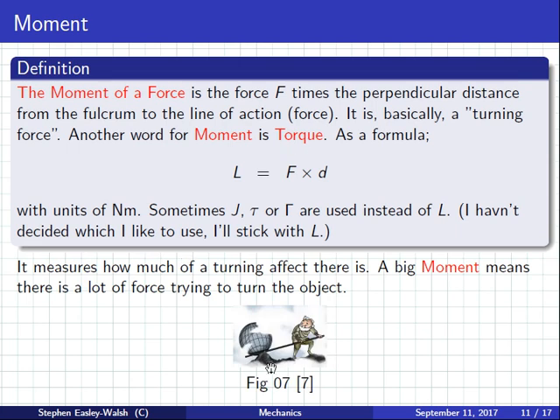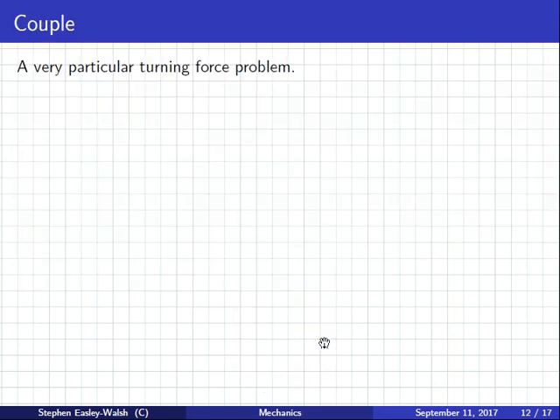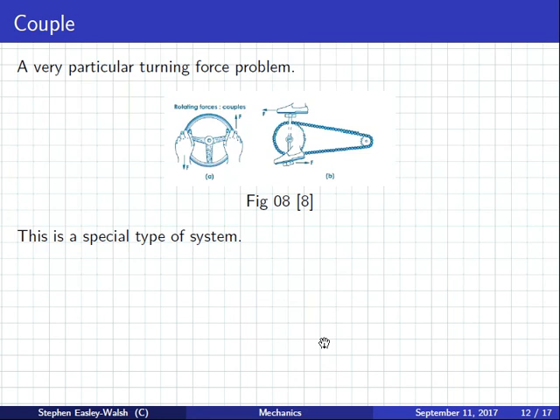So you can see in this little picture here, you can move something quite heavy, even with a small force, if you make the distance very large. A very particular turning force problem is something called a couple. This is quite special because in these problems the forces are always equal and opposite, and we have these situations when we want to turn something like a wheel.